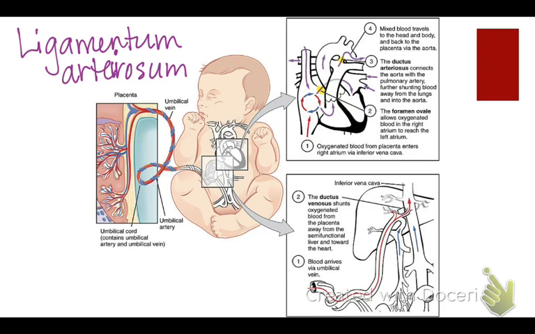Foramen ovale becomes the fossa ovalis. There we go. Fossa, which means depression. Ovalis, O-V-A-L-I-S, which means oval depression. Okay, so you get a little depression.